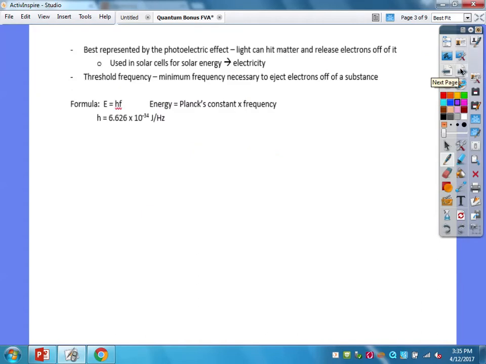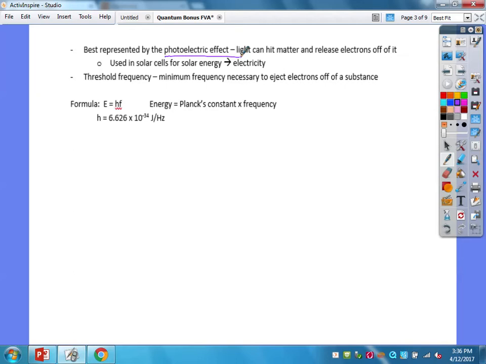Now, how can we illustrate that light travels as photons, as particles? The best way to show that is through what's called the photoelectric effect. I think I have a link in the notes for this, which might not work anymore, but if you look up any video on YouTube, just search photoelectric effect, you can see good examples and different illustrations of this. I'll try to illustrate it some here too.